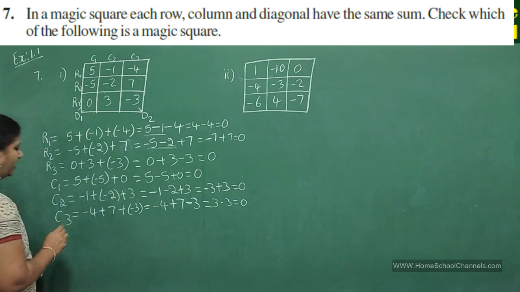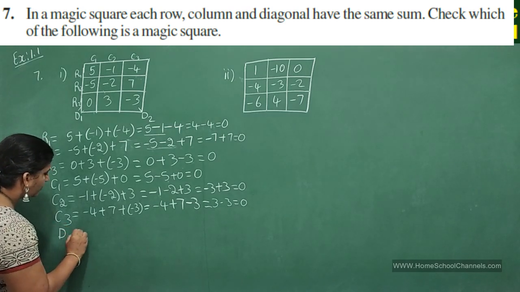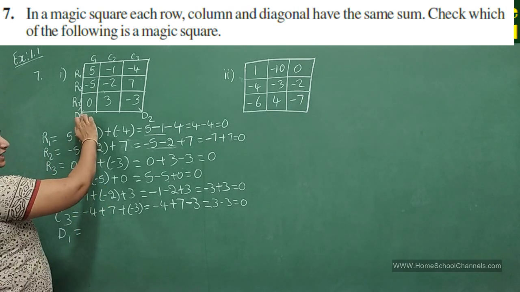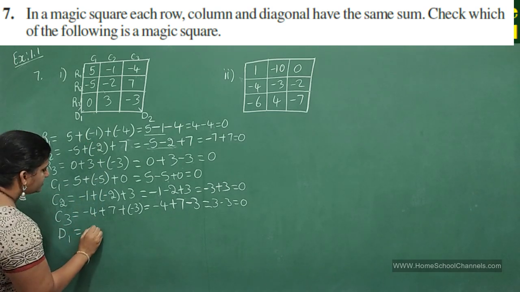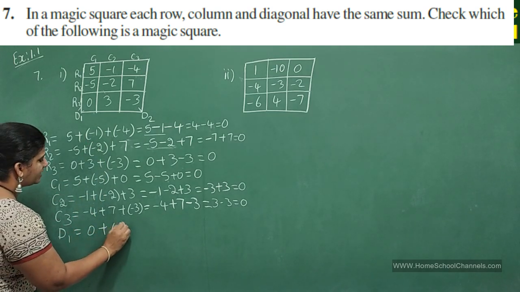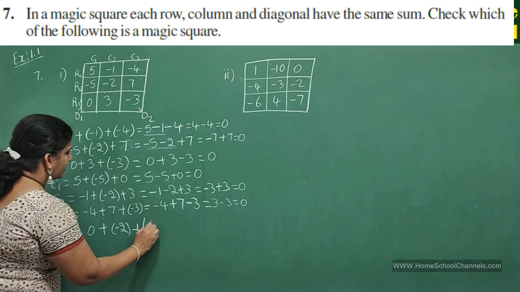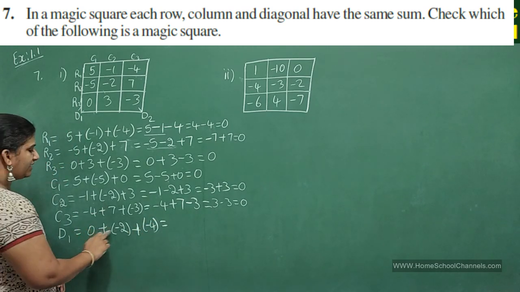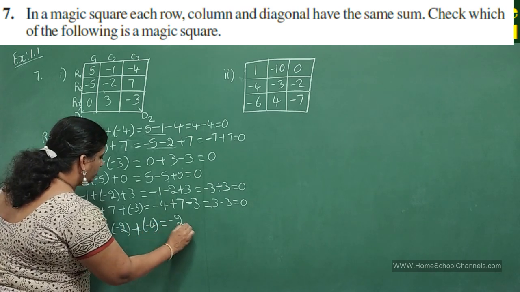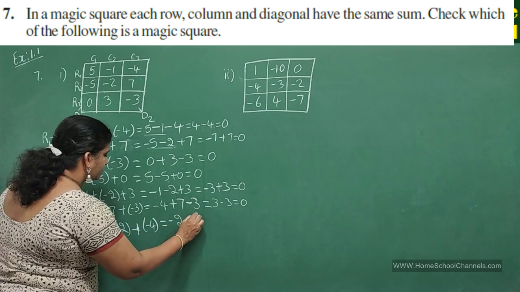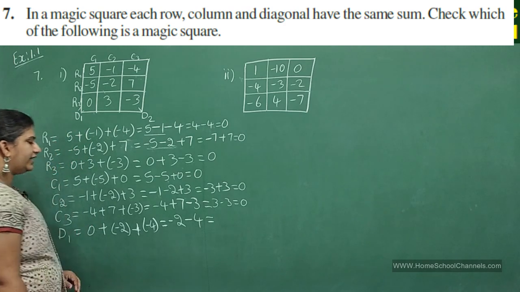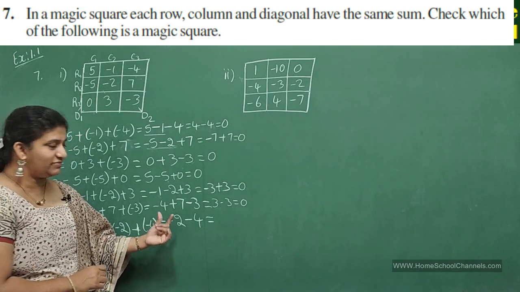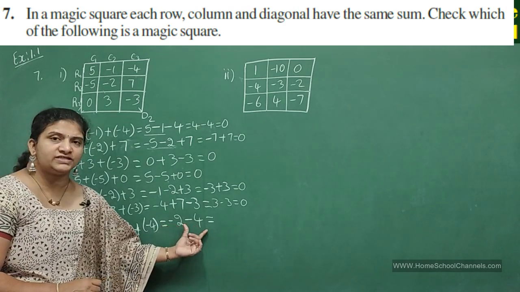Let us go with the diagonal. D1, diagonal D1, this one. 0 plus of minus 2 plus of minus 4. Okay, 0 leave it. Plus into minus, minus 2. Plus into minus, minus 4. Oh, you are getting a different answer here. Observe here.